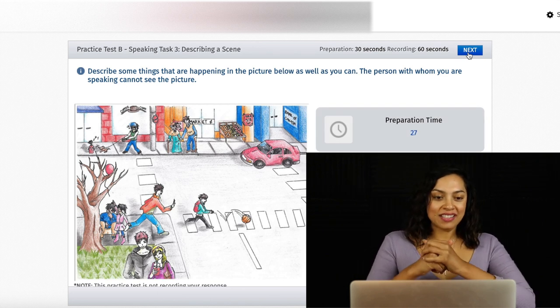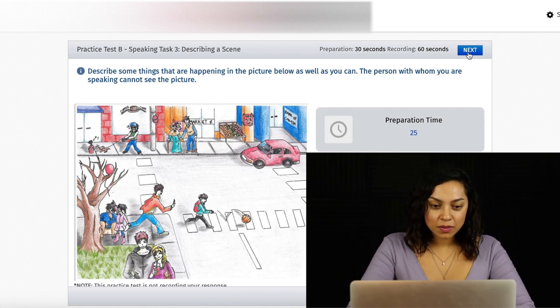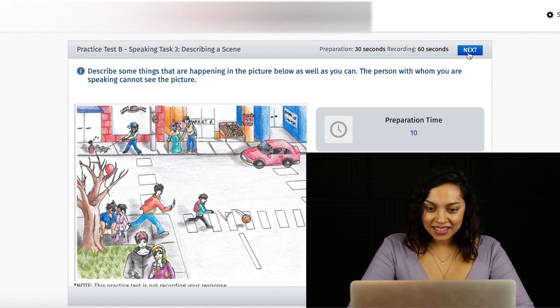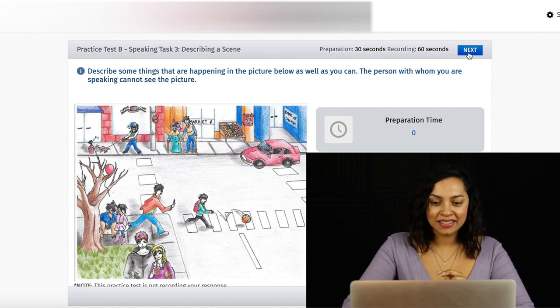Okay, let's do this. It says, describe some things that are happening in the picture below as well as you can. The person with whom you are speaking cannot see the picture. All right, so I'm just gonna take a look here. It's quite a busy scene. I like the colors and I like the action. All right. I think I'm ready.